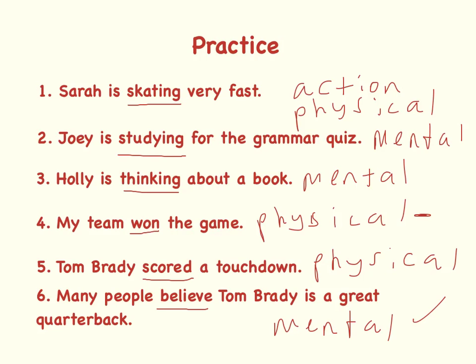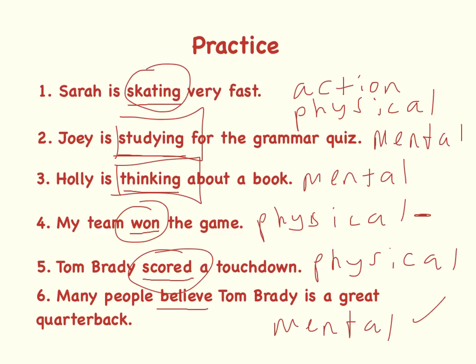Great job. So hopefully, after seeing these examples and going through this practice session, you're beginning to understand that there's a difference between physical action verbs and mental action verbs. Again, a physical action verb is something we can physically do. Okay, we can skate, we can win, and we can score. Those are things we can physically do. And those mental action verbs, things that we need our head and our brains for, like studying and thinking and believing. But they're all action verbs.